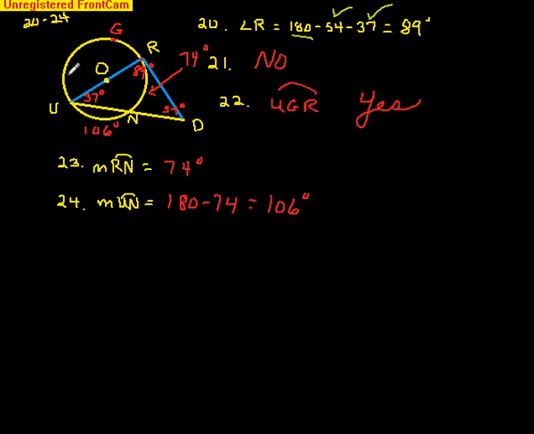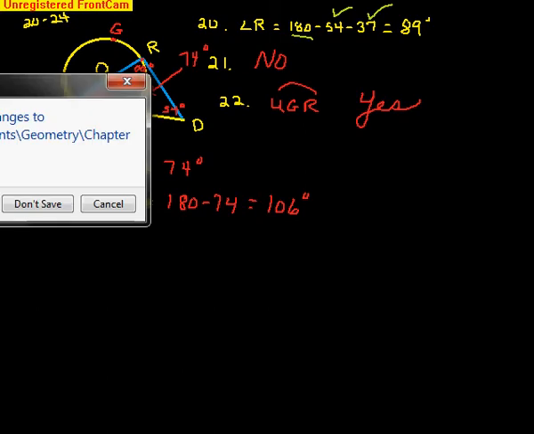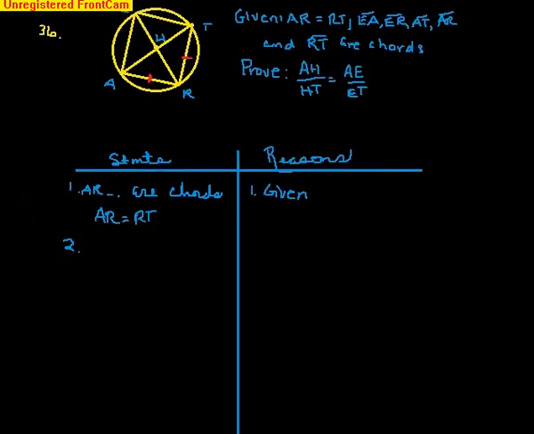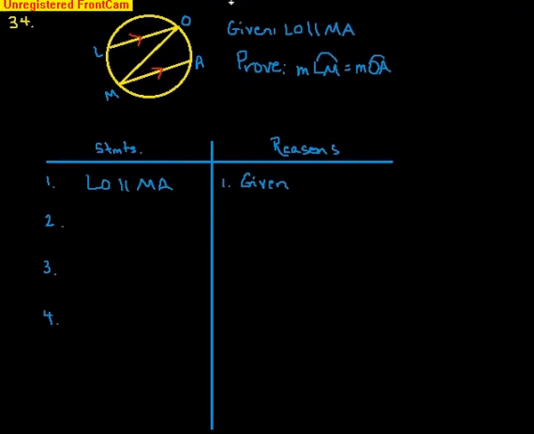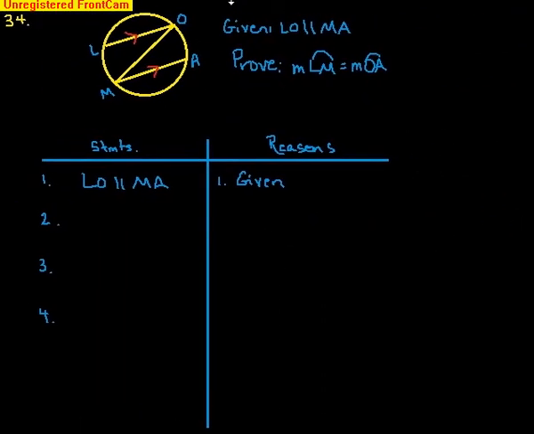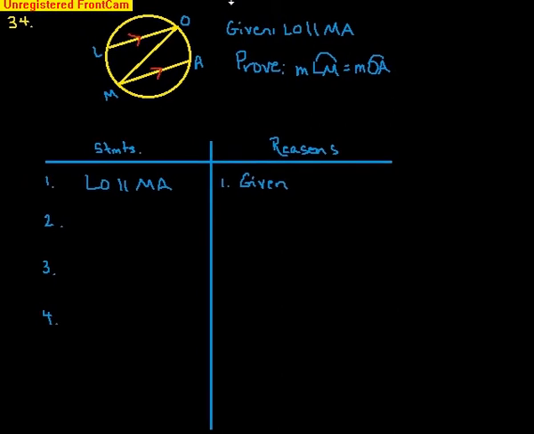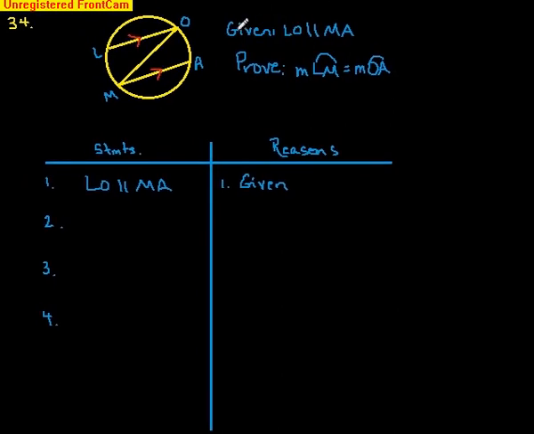Okay, let's try two proofs. We'll go through those fairly quickly, I hope. Okay, so I'm going to do proof 34 first. The hard thing with the proofs is you have to remember theorems from the entire book. So feel free to look through your books. I think most of the theorems and definitions are in the back of your book if you need them.